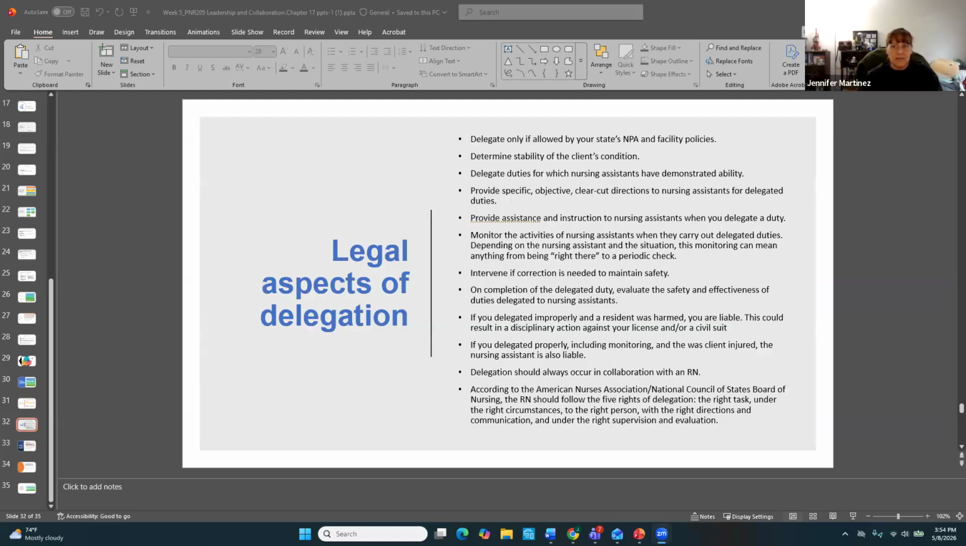Some of the legal aspects about delegation. Again, Nurse Practice Act, I feel like I'm on repeat. Delegate only if it is allowed by your Nurse Practice Act. And your facility policies. Always go back, make sure you assess your client.